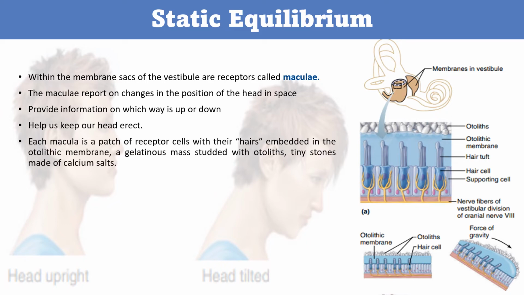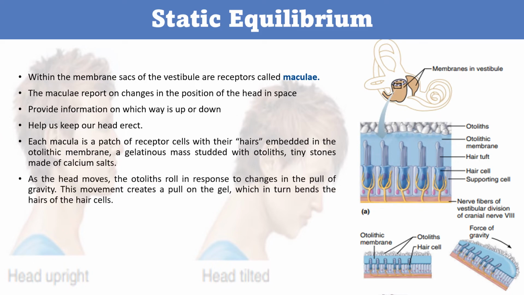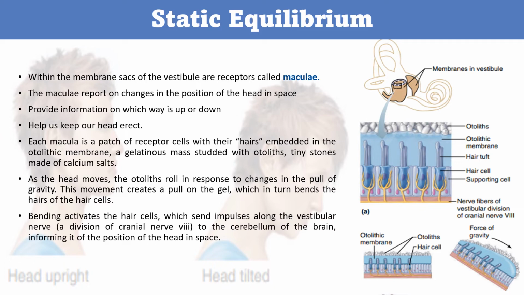Each macula is a patch of receptor cells with their hairs embedded in an otolithic membrane, a gelatinous mass studded with otoliths, tiny stones made of calcium salt. As the head moves, the otoliths roll in response to changes in the pull of gravity. This movement creates a pull on the gel, which in turn bends the hairs of the hair cells. Bending activates the hair cells, which send impulses along the vestibular nerve, a division of cranial nerve 8, to the cerebellum of the brain, informing it of the position of the head in space.